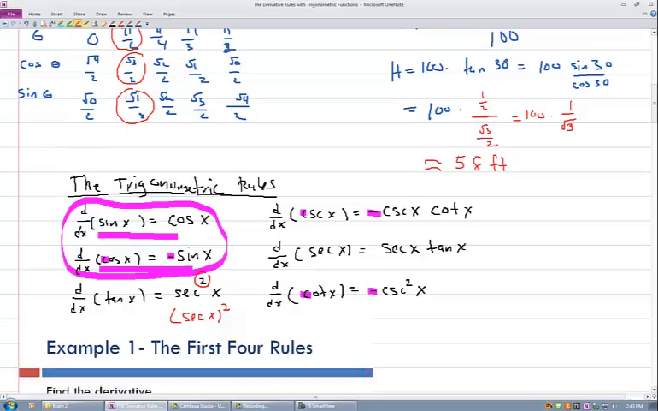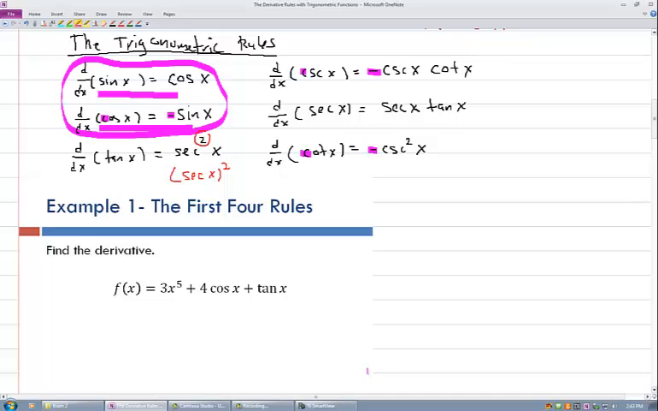But first, let's just practice a little bit using the first four rules on your sheet along with the trigonometric rules. And so on here, let me copy this problem down now. All right, so over here I have f of x equal to 3x to the fifth plus 4 cosine x plus tan x. And this is example 1.